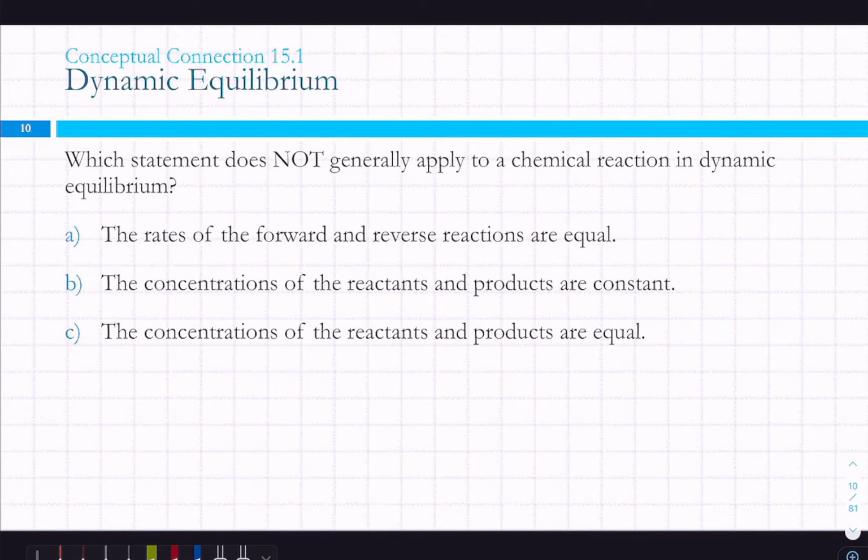So which statement does not generally apply to a chemical reaction in dynamic equilibrium? The concentrations of the reactants and products are equal. Yes. Right, because we don't know unless we have K. Sometimes it will be. Most of the time, vast majority of the time, it's not.